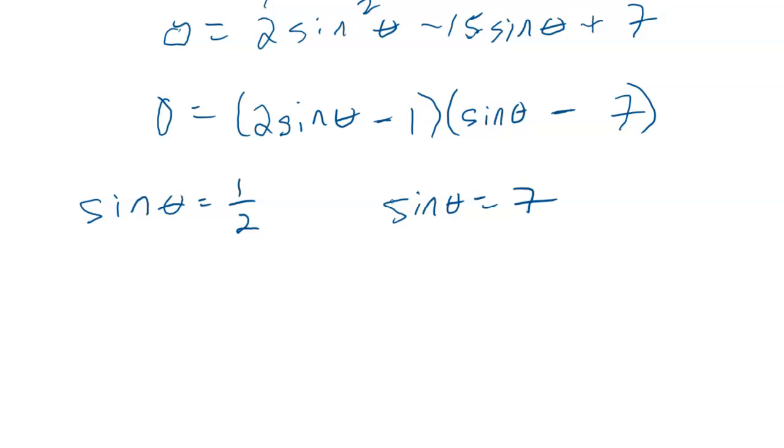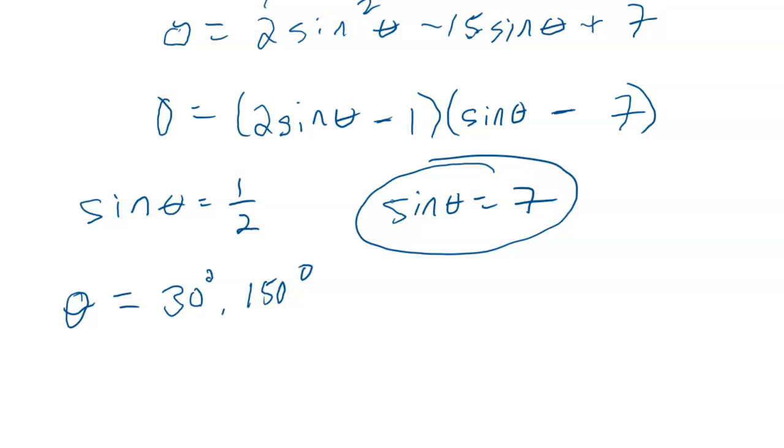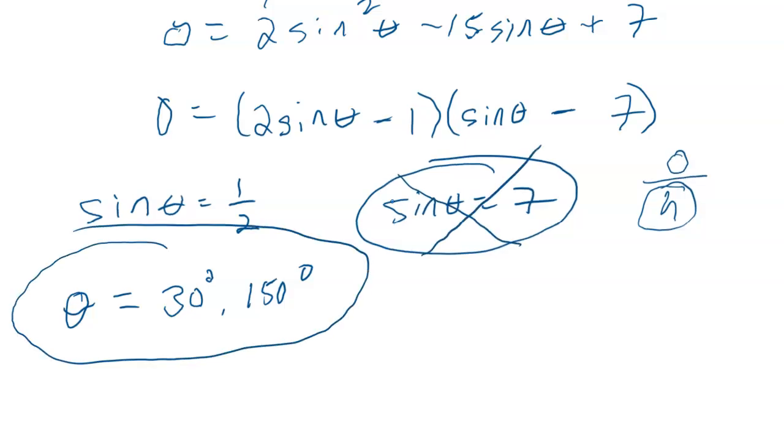So when is sine theta equal to 1/2? This is going to be the first and second quadrant, and it's going to be a 30-degree angle. So theta is equal to 30 degrees, and theta is equal to 150 degrees. What about sine theta equals 7? Well, the largest that sine can be makes sense because sine by definition is the opposite over hypotenuse, and the hypotenuse is always greater than or equal to the opposite side. So the biggest that sine can be is 1. So this will never happen. We can toss that out. Anyways, our answers are right here. Boom. On to the next problem.